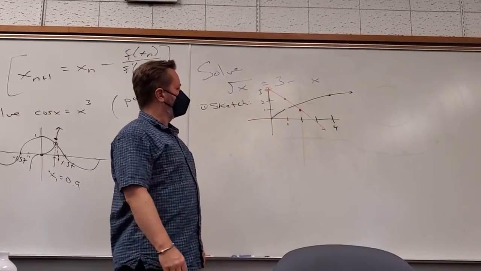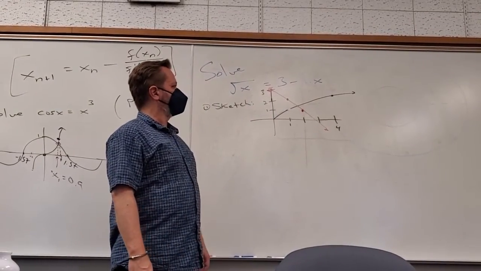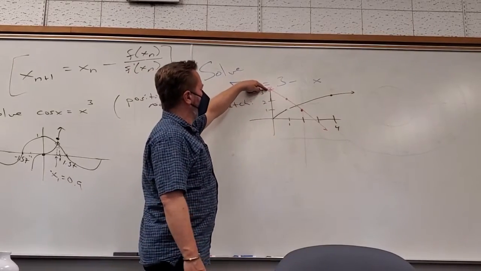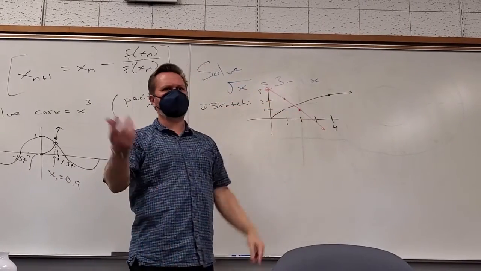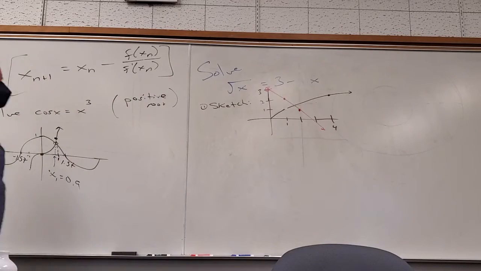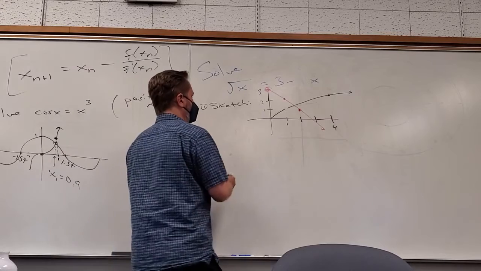Alright, so let's do this. So we see how 3 minus x, so 3 you're intercepting, down 1 over 1, down 1 over 1. That's the easiest thing. Okay. So everybody might have a slightly different initial guess. Let's see.